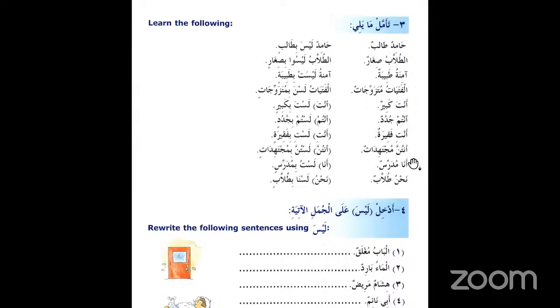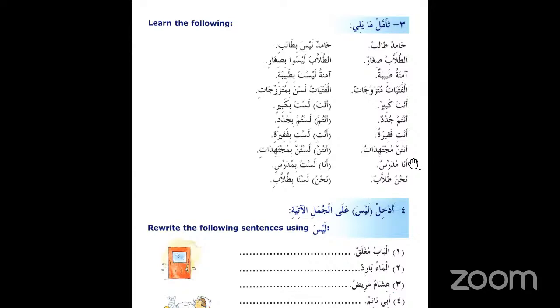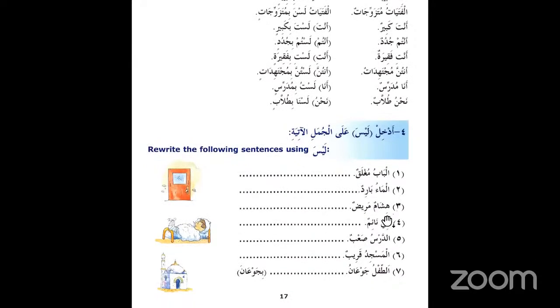Al-fatayatu mutazawwijatun, the young girls are married. Al-fatayatu lasna bimutazawwijatin, the young girls are not married. Anta kabirun, you are big. Anta lasta bikabirin, you are not big. Antum jududun, you all are new. Antum lastum bijududin, you all are not new.